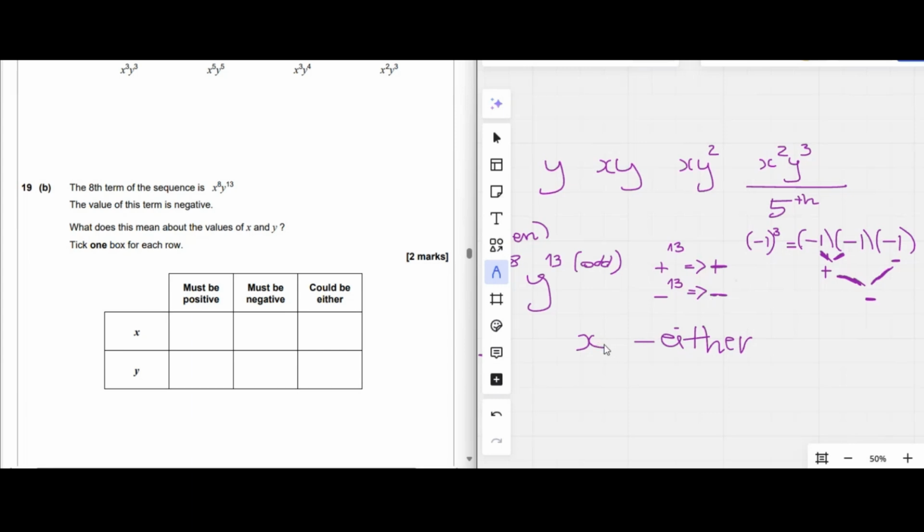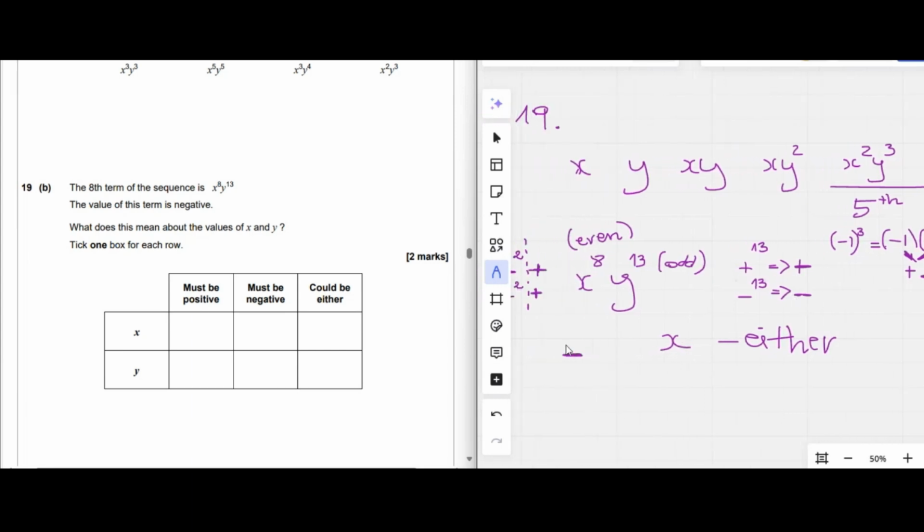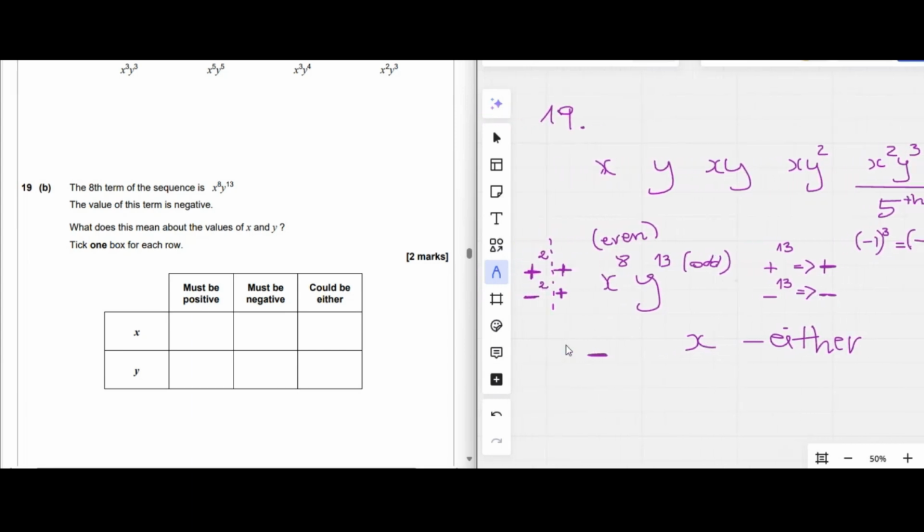So we will have an x with an even power, so that will always be positive. And then y, what must y be to create a negative from both of them? That one will be positive and the outcome should be negative, so y must be negative as well. Y must be negative.